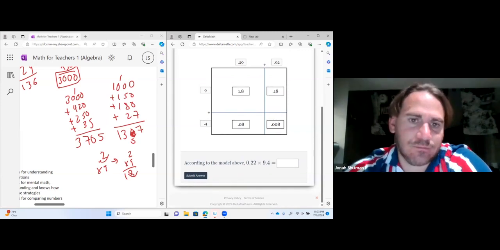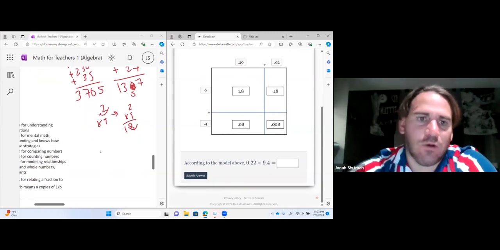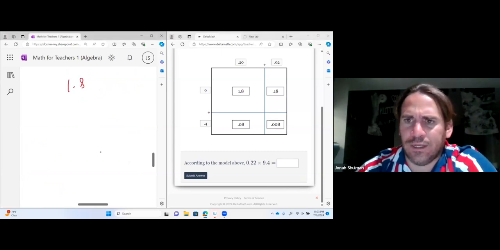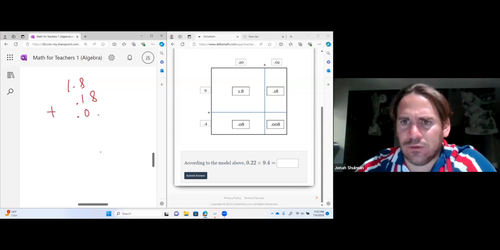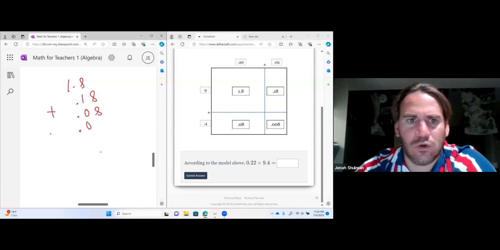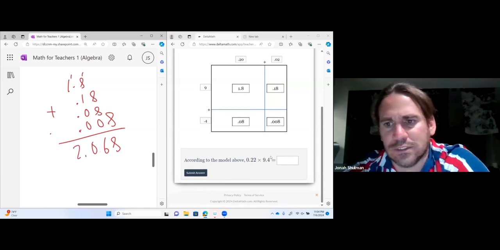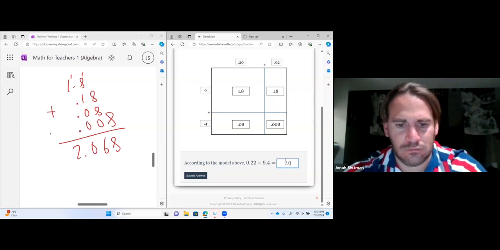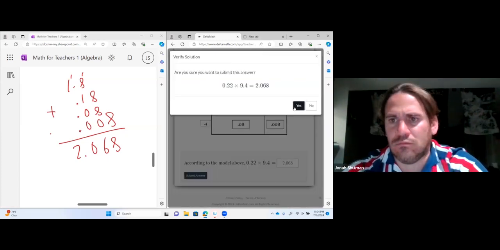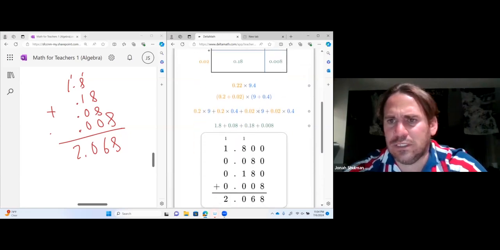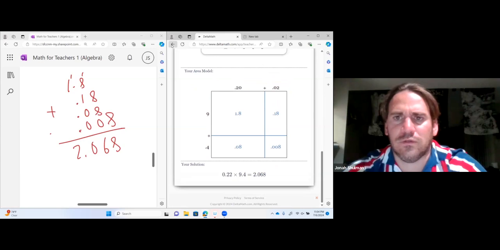So there's my chart, right? Now I got to add them all. I'm just going to go to the side. So 1.8 plus 0.18 plus 0.08 plus 0.008. I have 8, I have 16, I have 10. My final answer should be 2.068. Magic. Beautiful. Nicely done. Very well done.